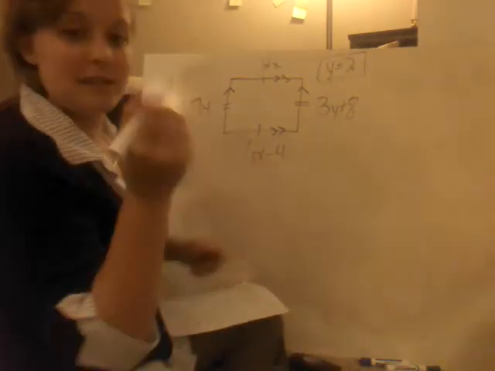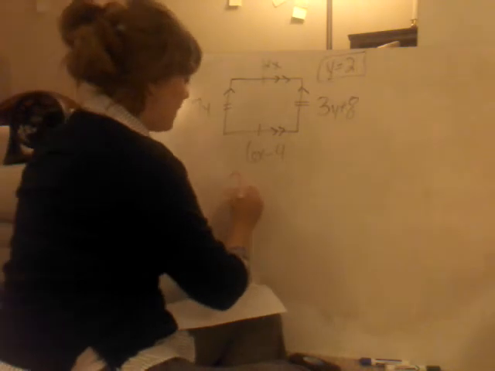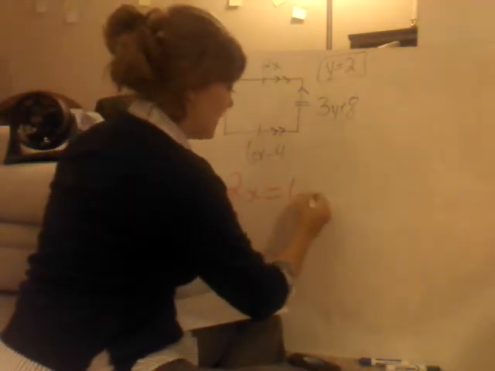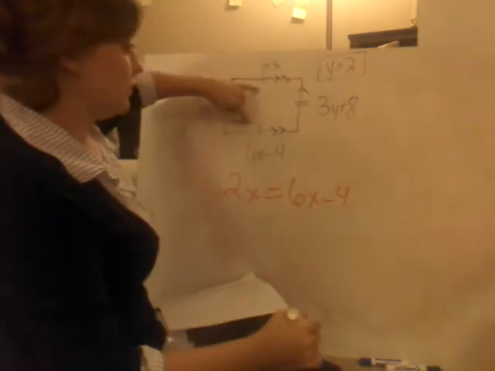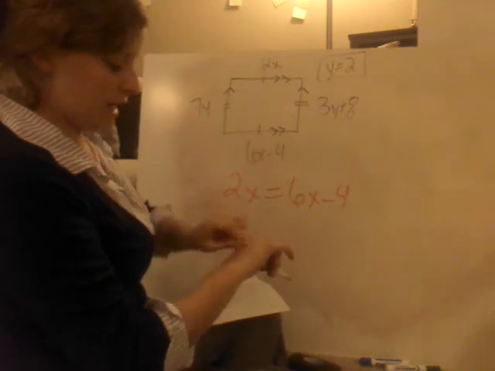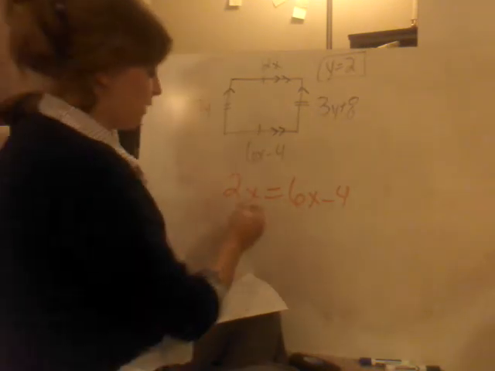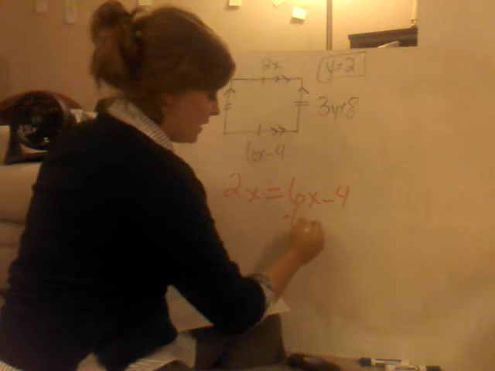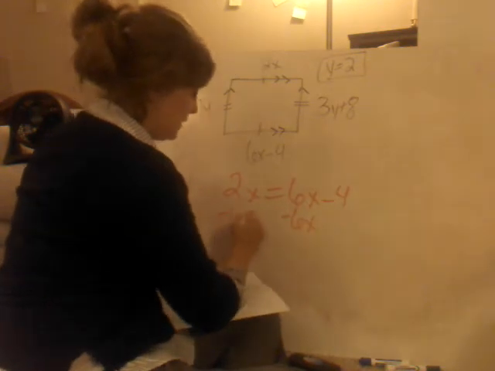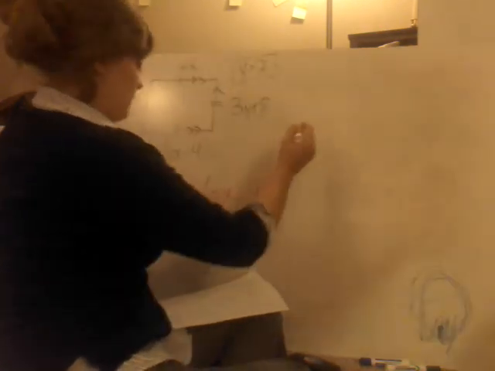Okay, now I'm going to do my x's in red. Alright, so I've got 2x is equal to 6x minus 4. Again, I've told you these two are equal to each other. So I can absolutely set them equal to each other. I want to subtract my 6x. I'm going to move over, so I'm going to make it really big.